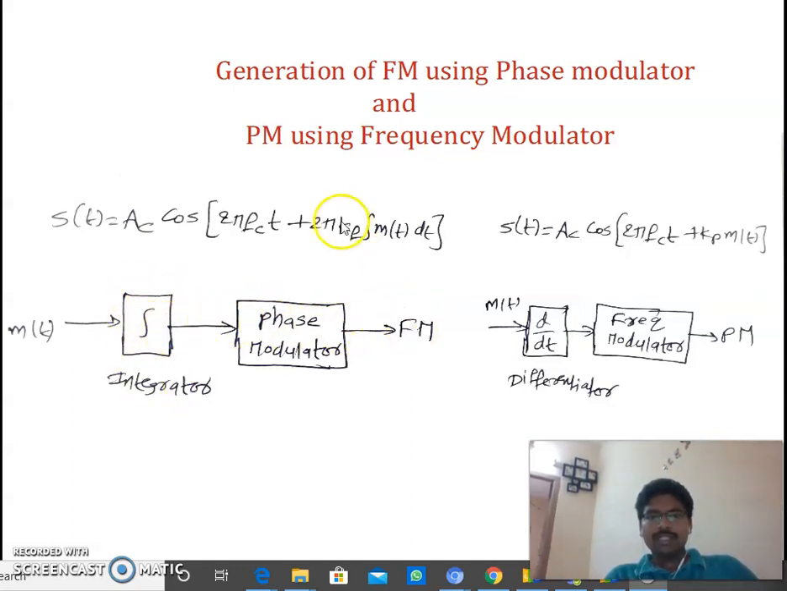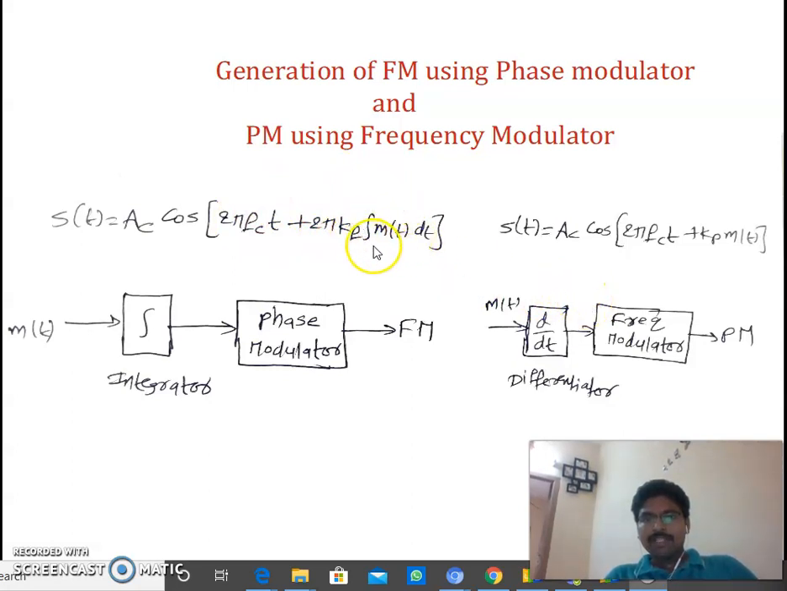Now we are going to generate this FM wave, right? In this phase modulator, the m of t term is replaced with the integral of m of t. By supplying m of t to an integrator block and giving that to the phase modulator, we will get the FM wave equation, right? Similarly, how are we going to generate the PM equation, this equation, from the FM modulator?